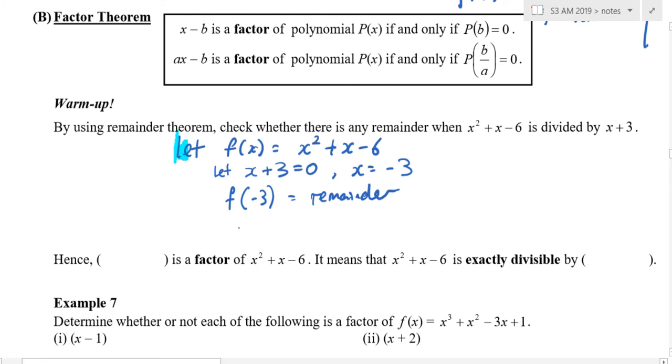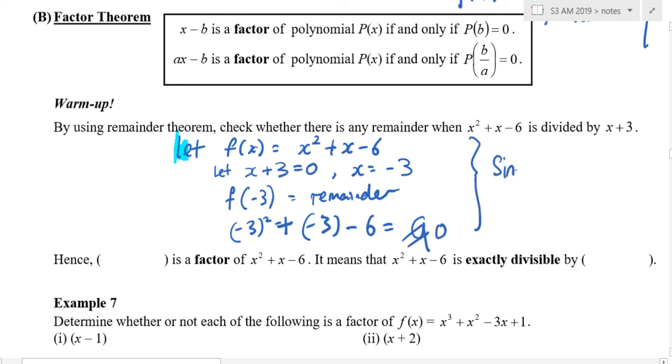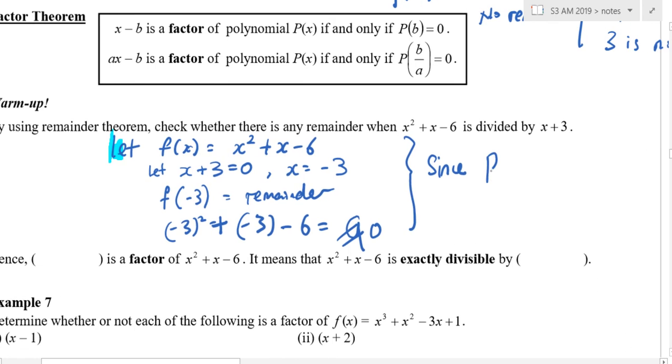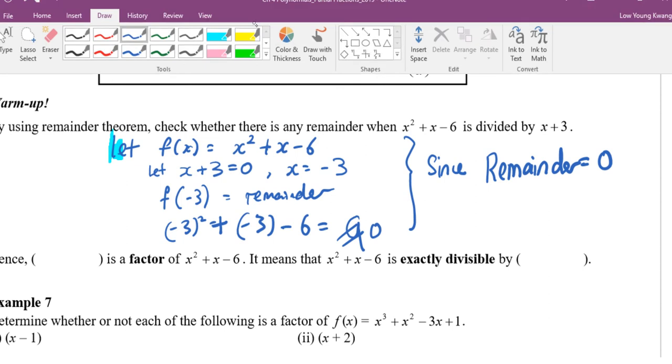So let's try. Negative 3 squared equals what? Plus what? Negative 3 minus 6. What's the answer? 9. Oh, 0. Not 9. 0. So what can you conclude? Since remainder equals 0, can you add this sentence and highlight?